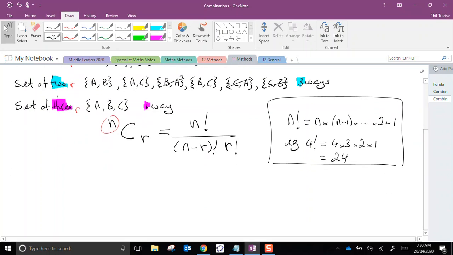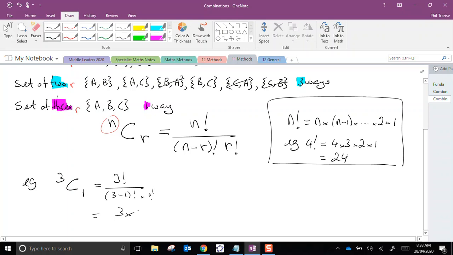So let's do a quick example. Let's do some of these. I won't go crazy first. I'll go 3C1. You might think I should have started with 3C0, but I'll do that one in a minute. 3C1. So that's 3 factorial over, now what is n minus r? This is n, this is r, 3 minus 1 factorial multiplied by r, the number at the bottom, 1 factorial.